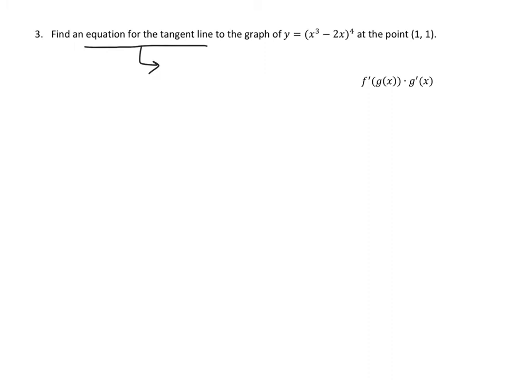Now recall, when we're finding an equation of a tangent line, what we're looking for is something of the form y equals mx plus b. So we need a slope m and we need a y-intercept b. So in order to find the slope, we need to take the derivative of the equation given to us. Recall that the derivative gives us the slope of the tangent line. Now when we take the derivative, we have to use the chain rule.